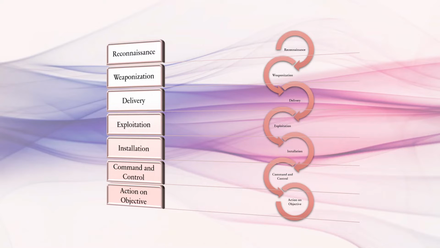The final stages, that is installation, command and control, and action on objective, are where the attacker may install additional malware on the computer, establish command and control over the device, and take action to achieve their objectives, such as stealing data or disrupting operations.